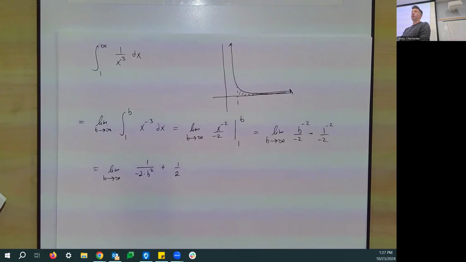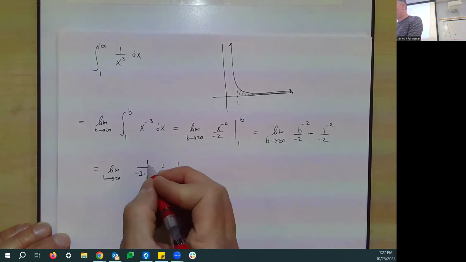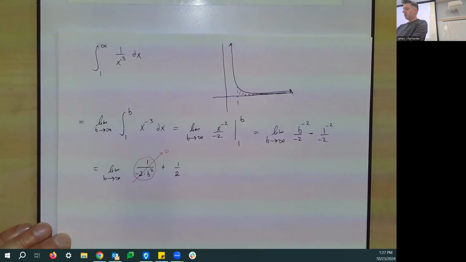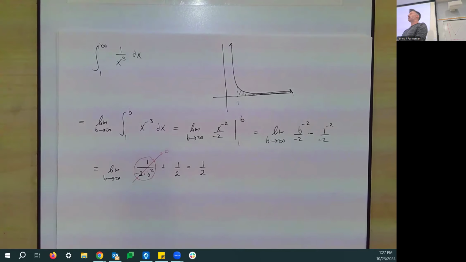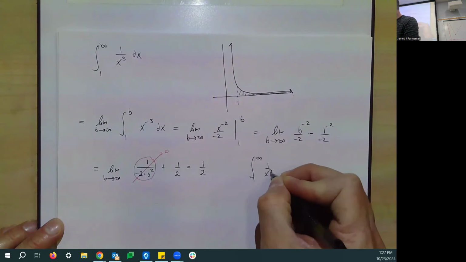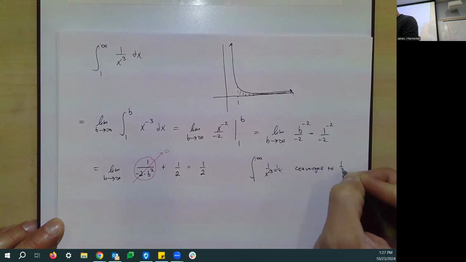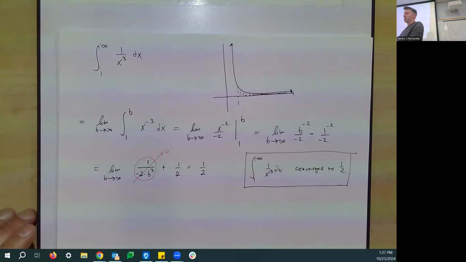That's how I would like to rewrite this. So then I can see that b is getting infinitely large. 1 divided by something that's infinitely large is going to get infinitesimally small, so that's going to be the 0. So this integral is equal to 1/2. So we could say the words, this integral converges to the value of 1/2. So the integral from 1 to infinity of 1 over x cubed dx converges to 1/2, but it's just as good to say it equals 1/2, and people know what you mean when you say that.